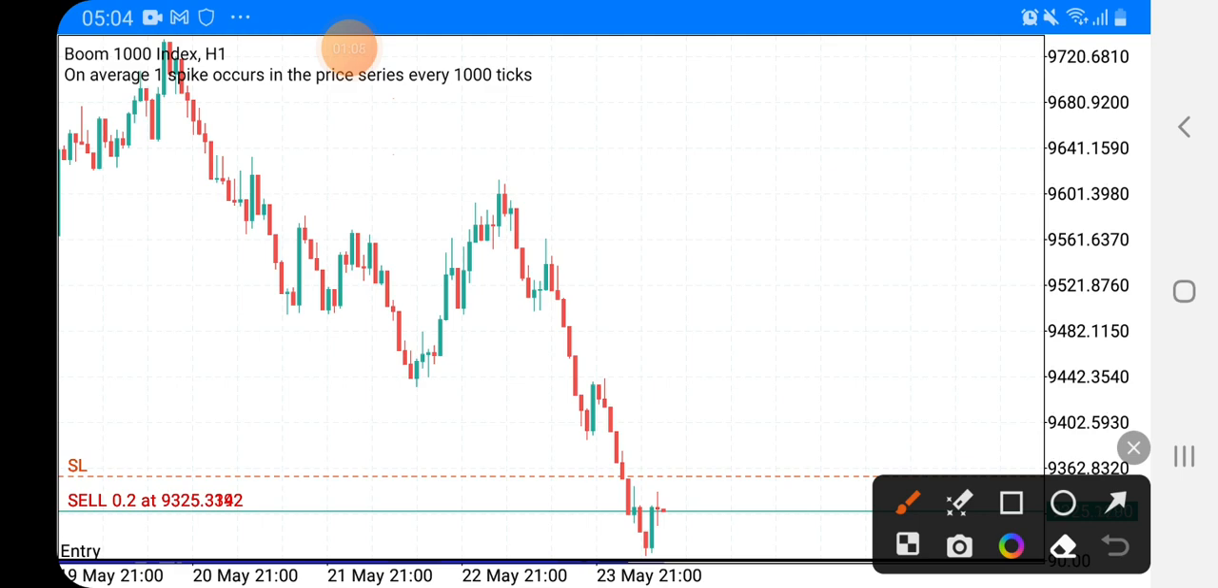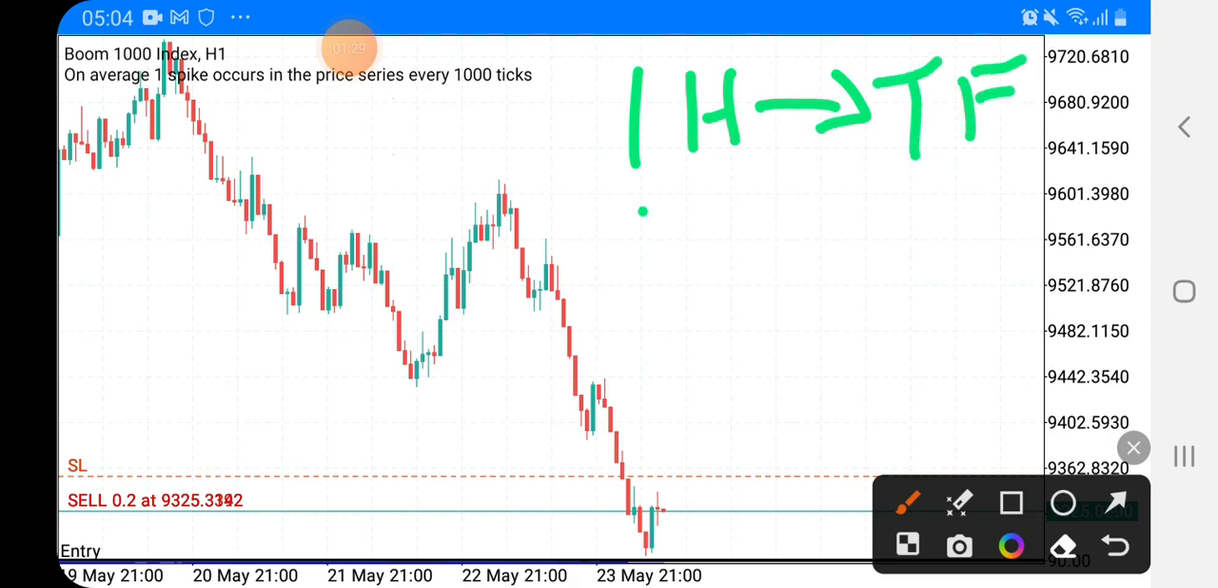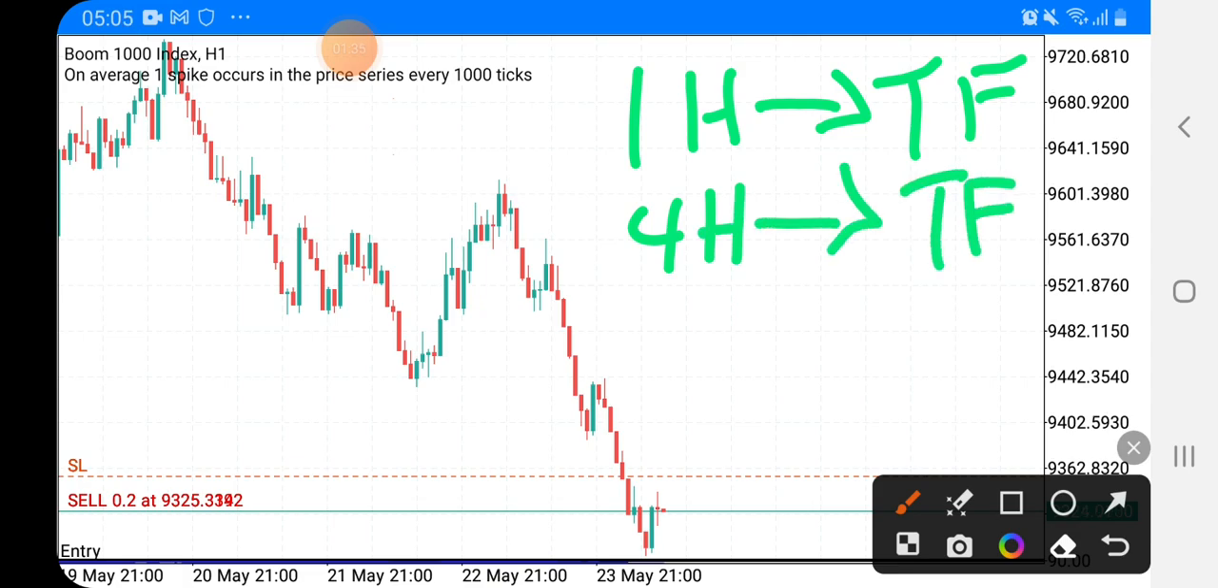The first thing we want to check out is on boom and crash. So if you trade boom and crash, there is something you need to understand about candlesticks. If you must use candlesticks on boom and crash, you should only use candlesticks from 1 hour time frame, guys. You should check 4 hours time frame, or maybe you want to use daily time frame. So this for me is the time frames you are to use if you want to check candlestick patterns.